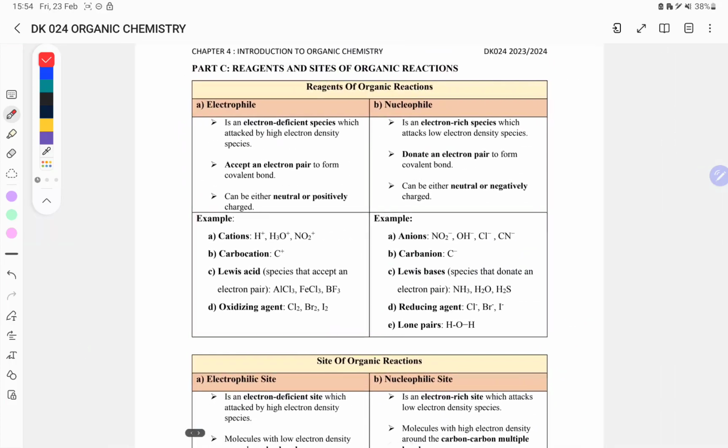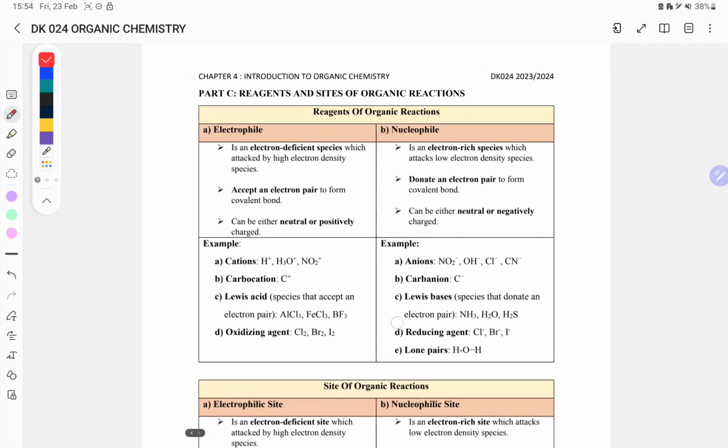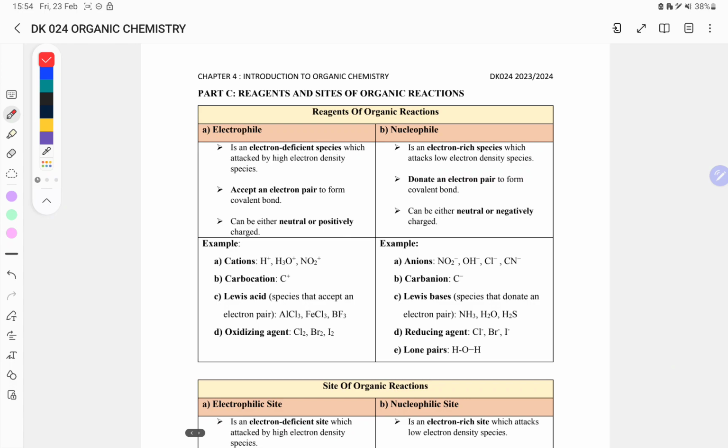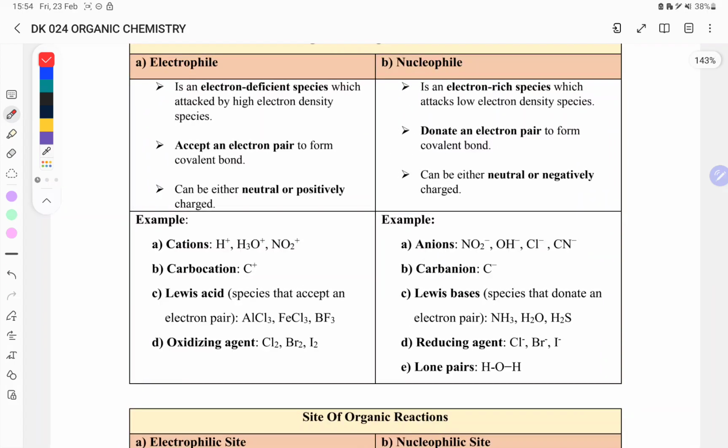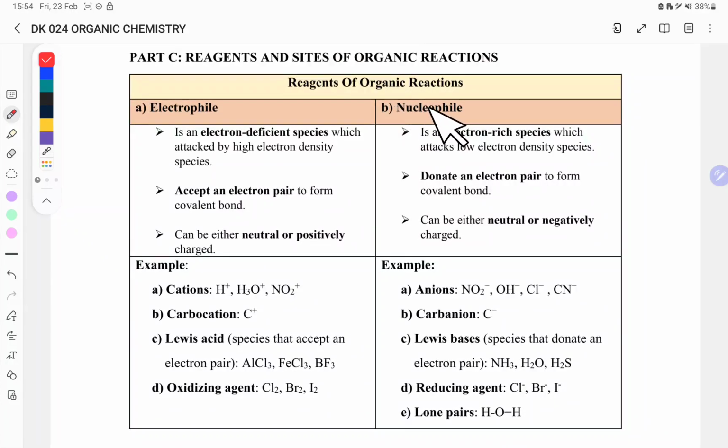Okay, so now let's have a look at reagents and sites of organic reaction. We have 2 new terms that you will see. The first one is what we call electrophile. The second one is what we call nucleophile.